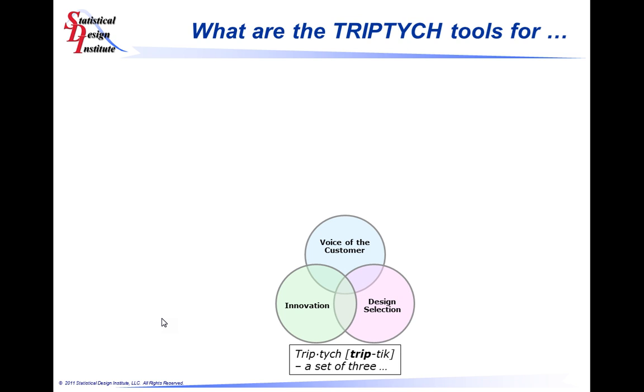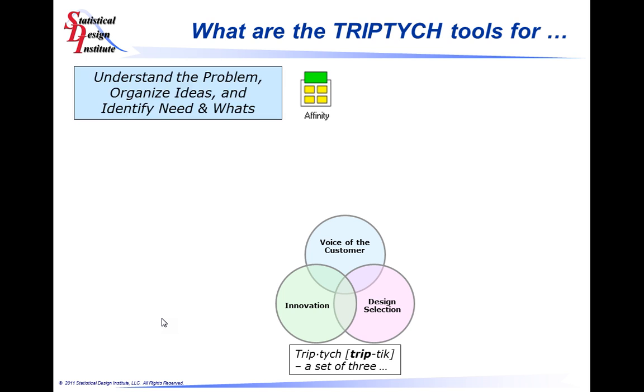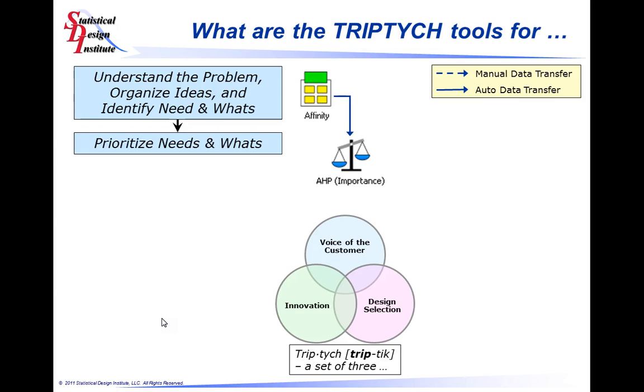The Triptych tools are a set of three basic fundamental concepts integrated together to support the voice of the customer, innovation or design alternative development, and then also design selection tools. In prior tutorials, we've discussed how you can use affinity diagram concepts to assist with understanding the problem, organizing ideas, and identifying the basic needs and wants of your stakeholders. The next step was to take basic information from your affinity diagram or from other sources and prioritize this information using the pairwise comparison techniques that are part of AHP, or the analytical hierarchy process.